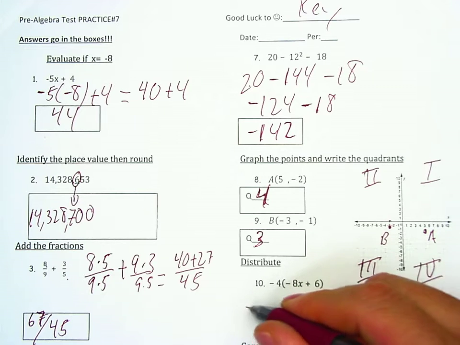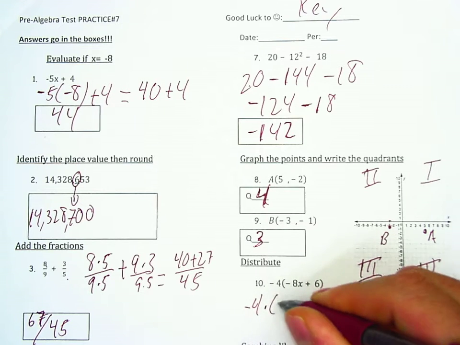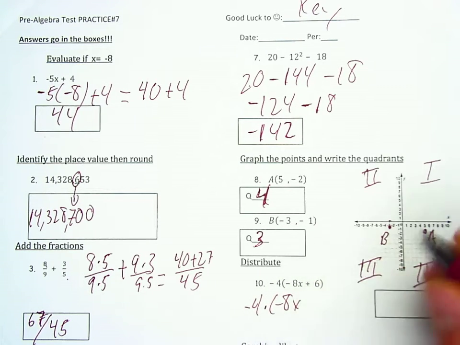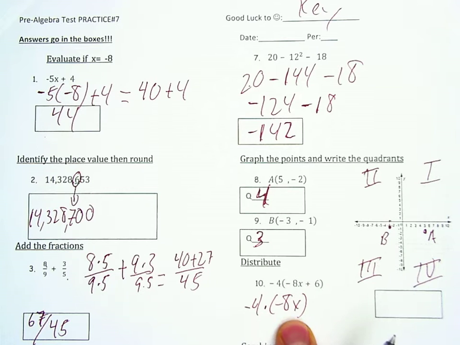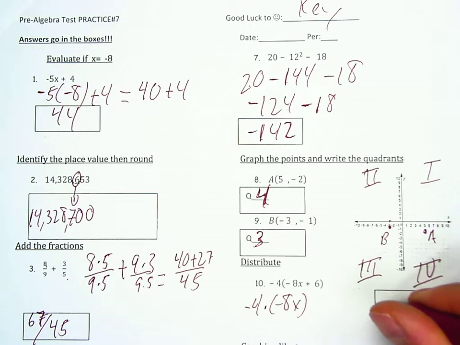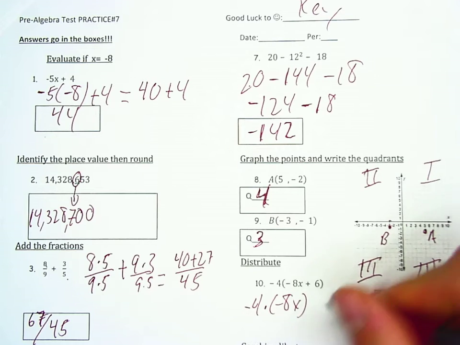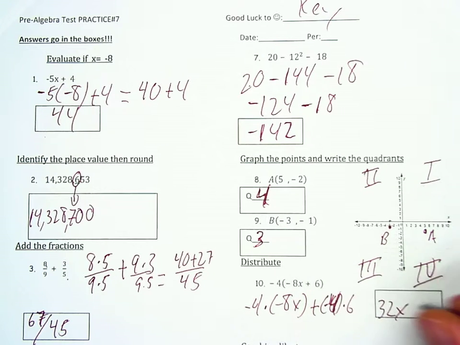Question 10, distribute means to multiply. So I'm going to take negative 4 times negative 8x. So that's negative 4 times negative 8. That's positive 32, 32x. And I'm also going to take plus negative 4 times 6. That's negative 24. So I can put a plus negative 24 here, or I can put this as minus 24. It means the same thing.